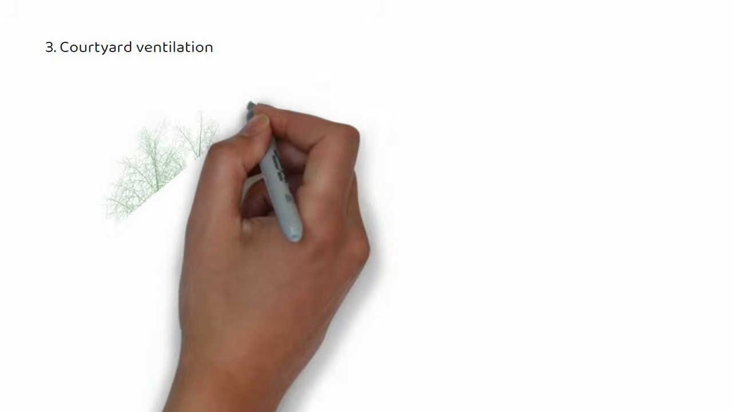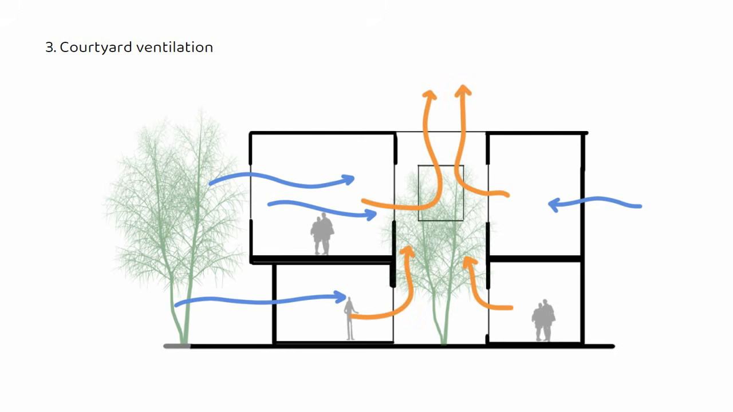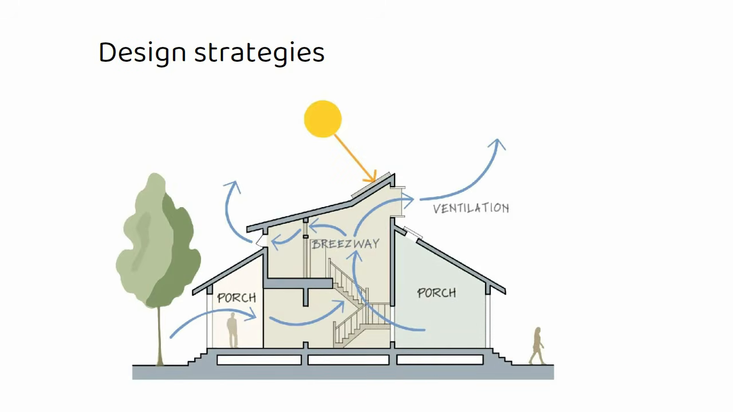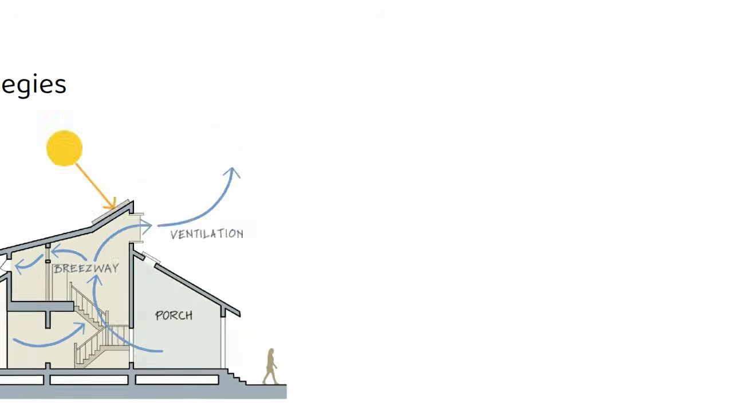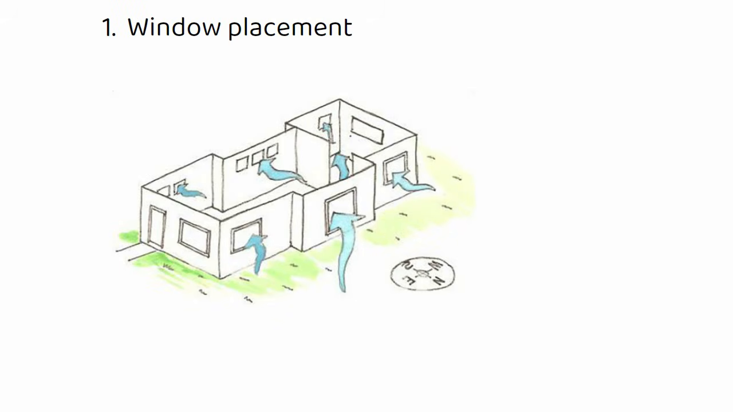Traditional homes often had courtyards, not just for beauty, but for ventilation. They act like the lungs of a building, pulling air in and letting hot air escape upward. To make passive ventilation effective, design choices are critical. Windows are the lungs of a house. Where and how you place them determines how effectively air flows.